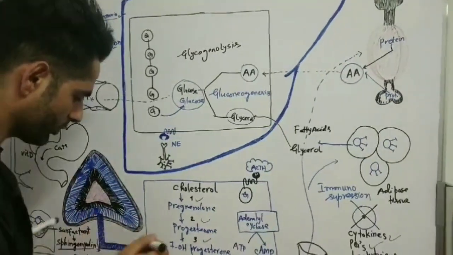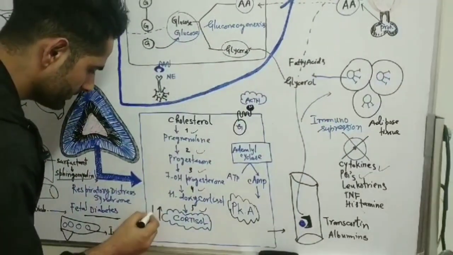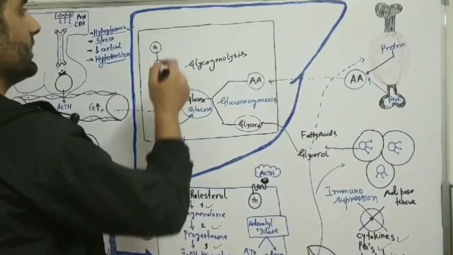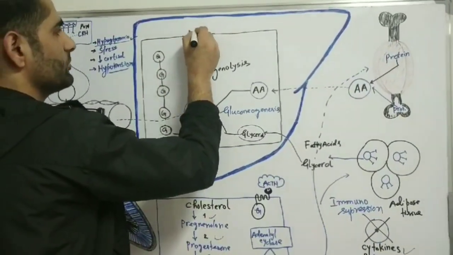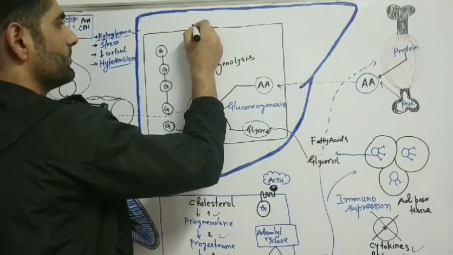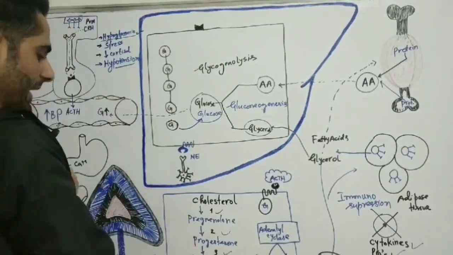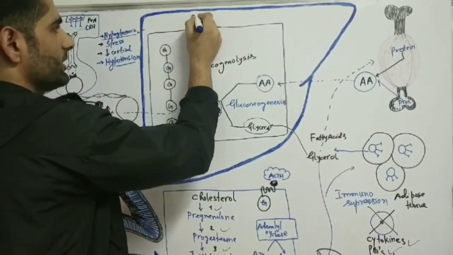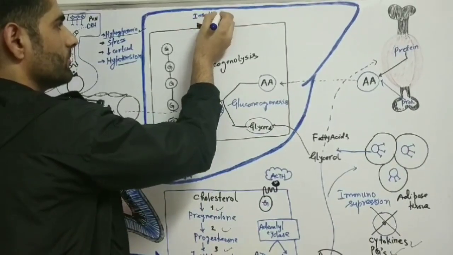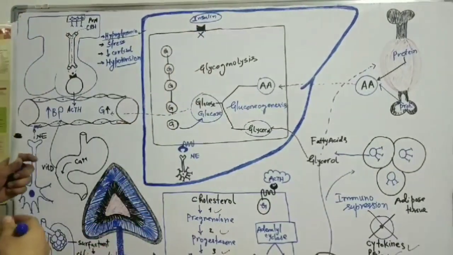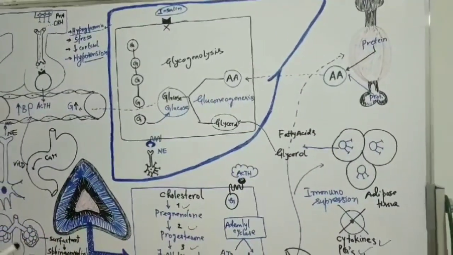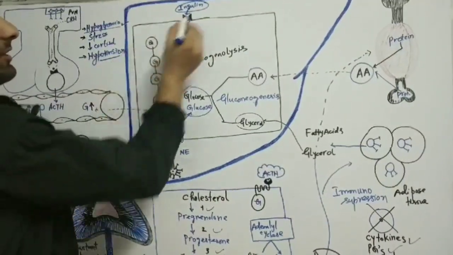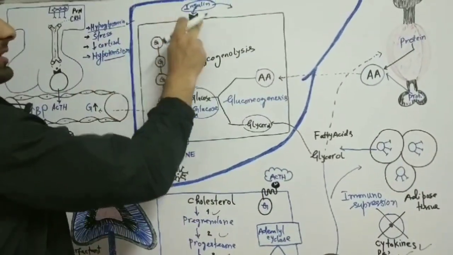If due to any condition cortisol increases, what will happen? Excess cortisol causes insulin receptor insensitivity. Suppose this is the insulin receptor here. Due to the excess cortisol, these receptors don't work. Suppose here is your insulin. Insulin is secreted when there is an excess amount of glucose in the blood. Now you see here, insulin cannot bind here. It will go out because the receptor is dysfunctional.